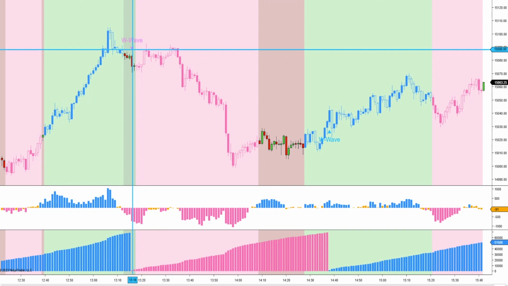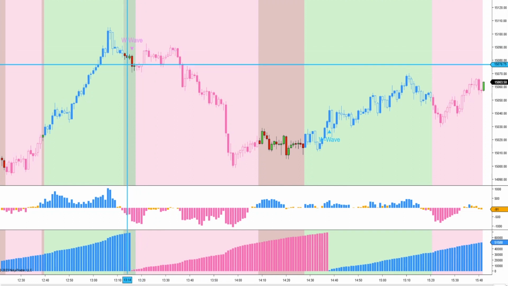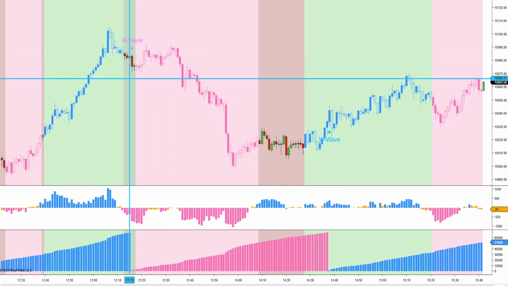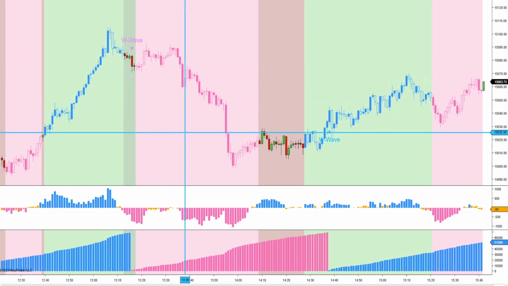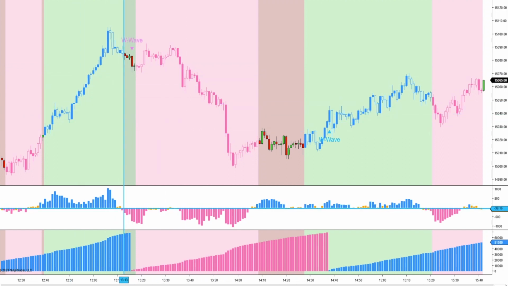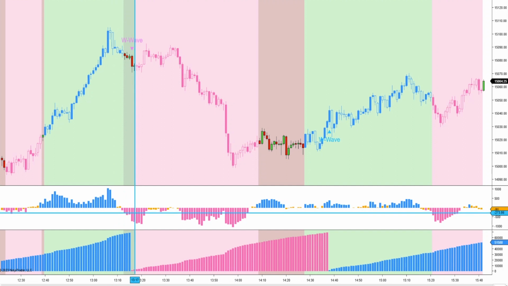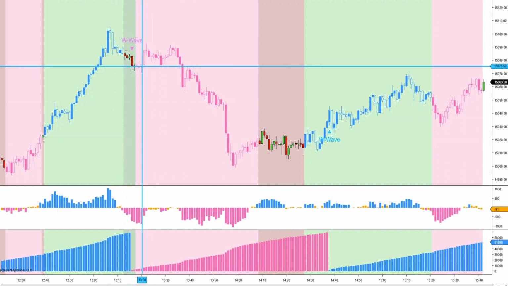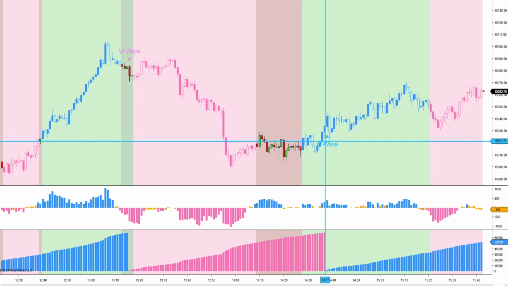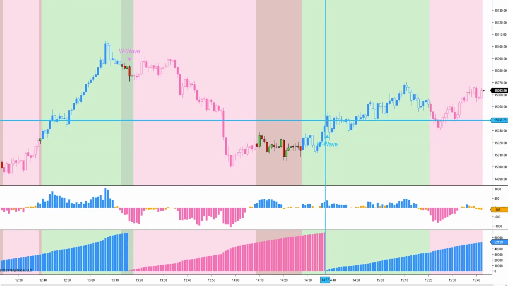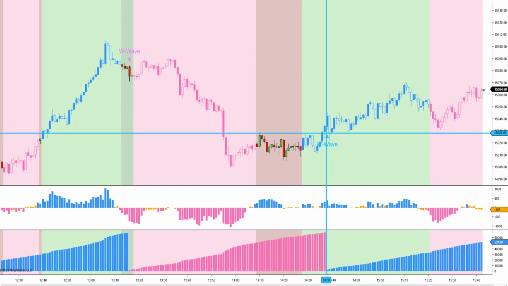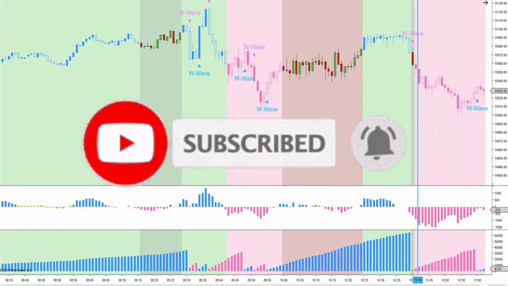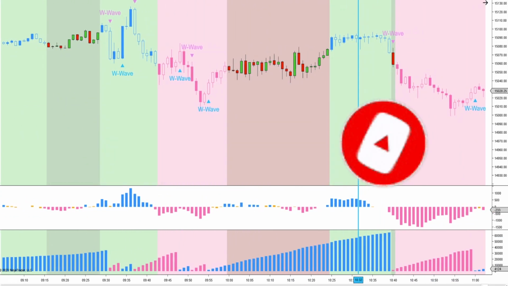With this signal back here a little after 1 o'clock, we're kind of in the in-between zone here. We're not in an uptrend or a downtrend on the cumulative delta, but our histogram is bearish. And then once the background of the cumulative delta indicator turns bearish, we could look to enter a trade. This W wave signal printed while we were already in an uptrend on the cumulative delta, so that was a good signal.